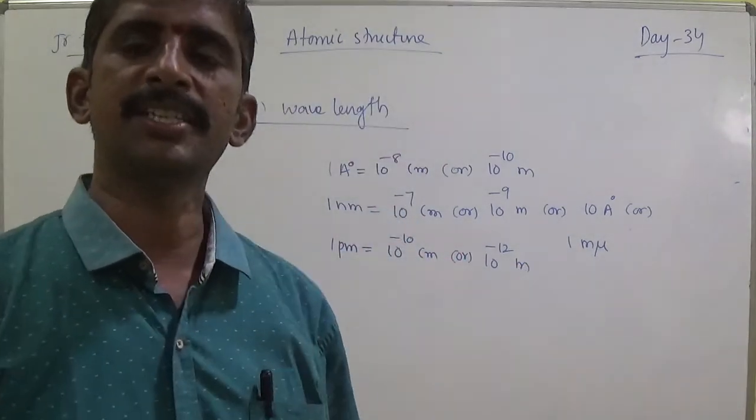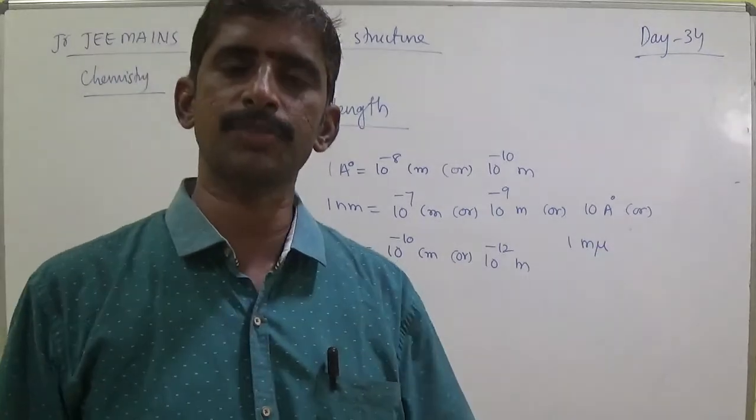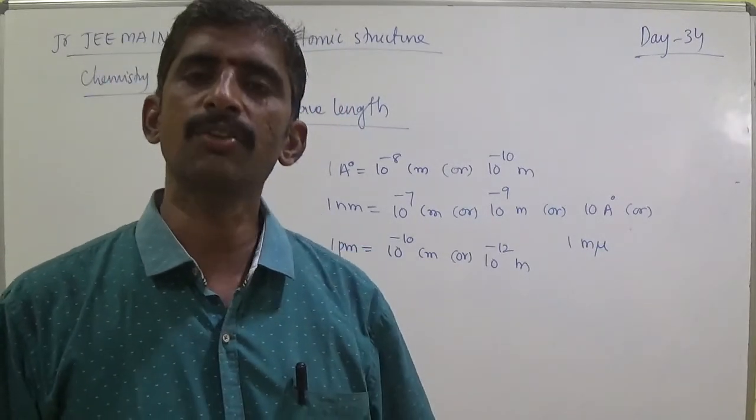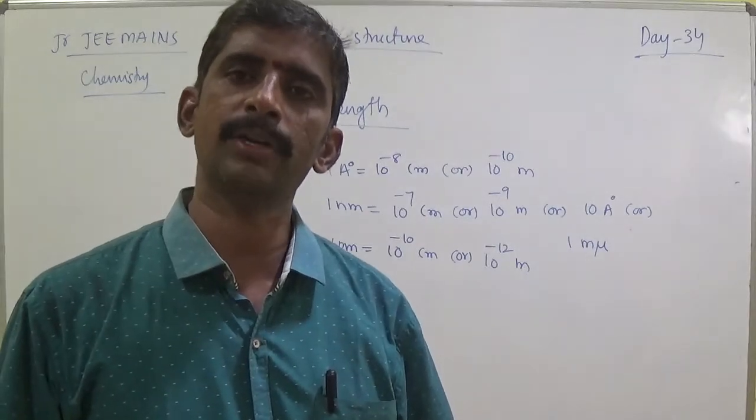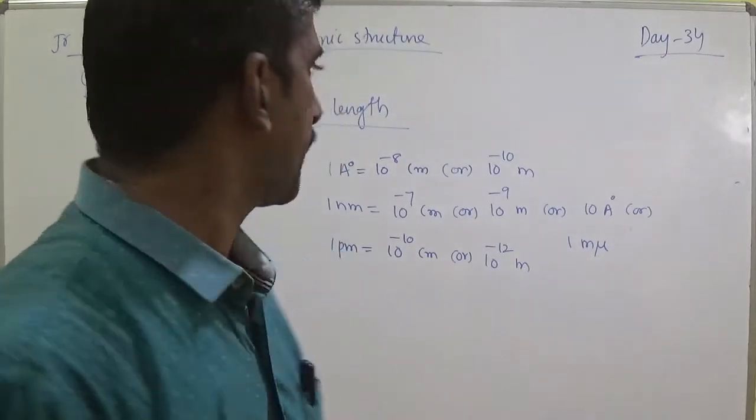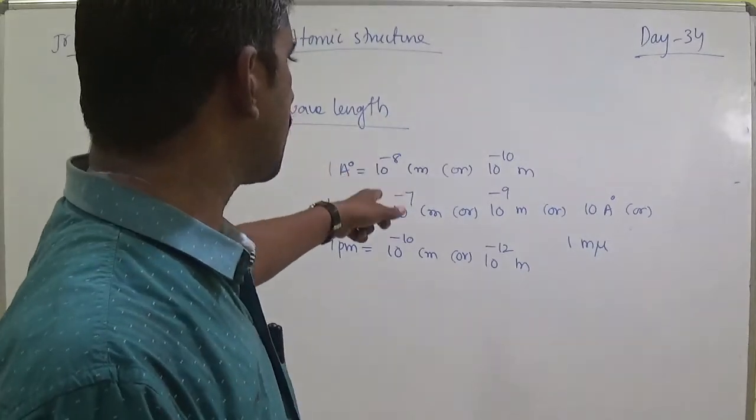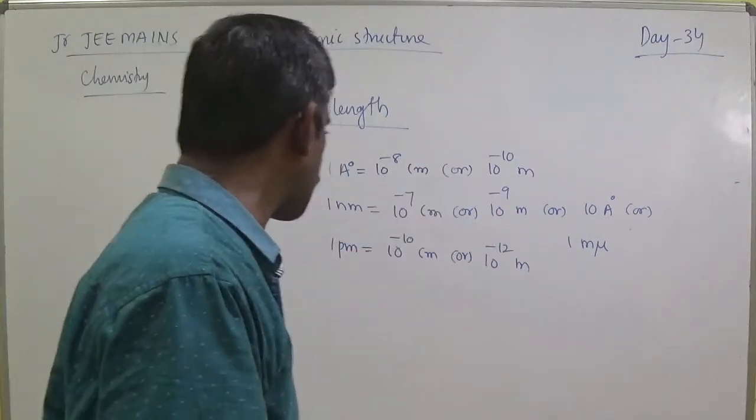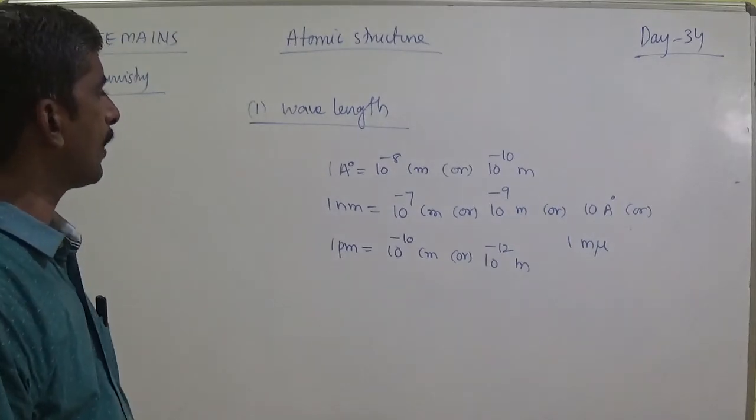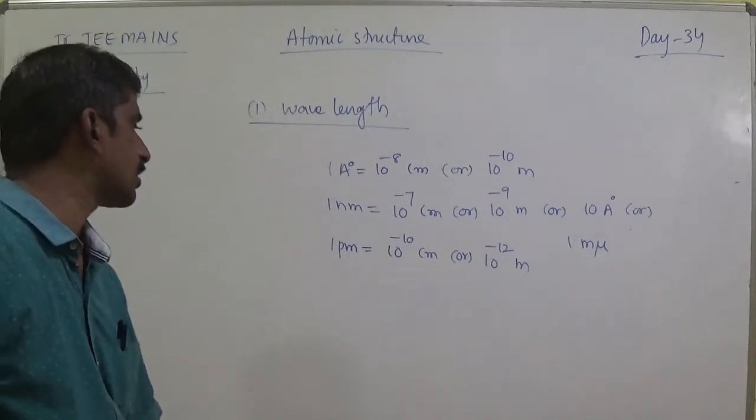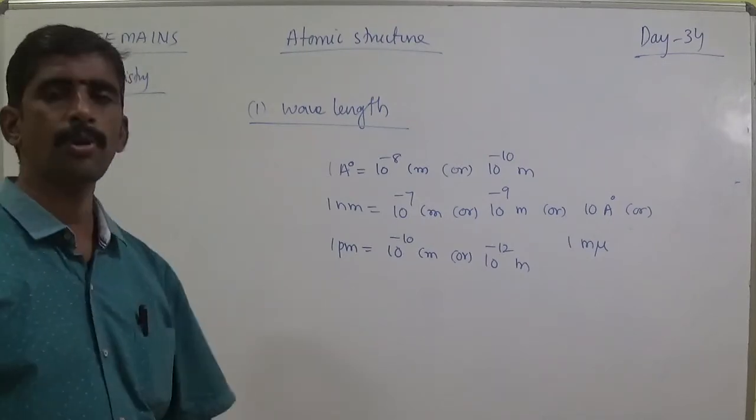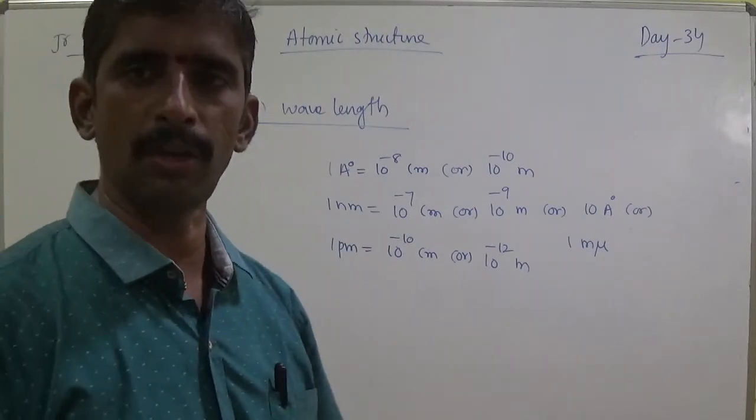Wavelength means the distance between any two successive crests or troughs. It is denoted by the symbol lambda. Units of wavelength: angstrom units, nanometers, picometers, millimicrons, centimeters and meters. 1 angstrom unit is 10 to the power of minus 8 centimeters or 10 to the power of minus 10 meters. 1 nanometer is 10 to the power of minus 7 centimeters or 10 to the power of minus 9 meters or 10 angstrom units. 1 picometer is 10 to the power of minus 10 centimeters or 10 to the power of minus 12 meters.